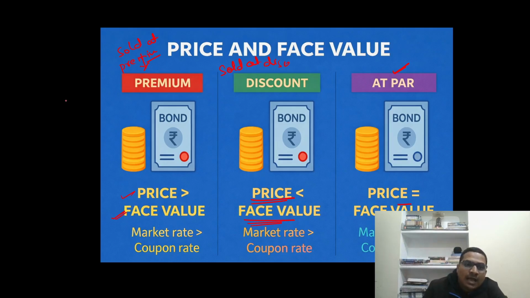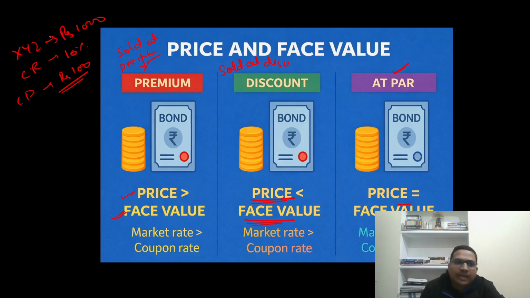Now let's say an XYZ bond has a face value of rupees 1,000 and the coupon rate CR is 10%. So the coupon payment will be rupees 100.